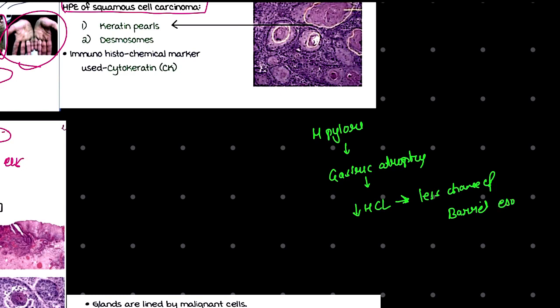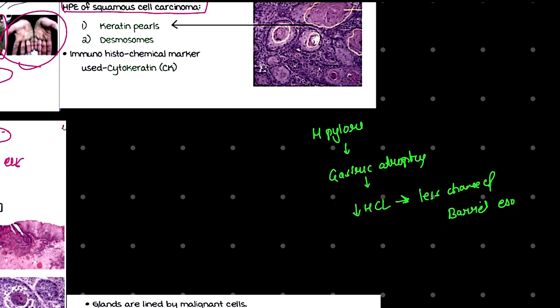Why less chance of Barrett esophagus? Because of reflux of this acid into the esophagus, there was the condition called Barrett esophagus. Now if there will be less production of HCl, then obviously the condition of Barrett esophagus will be decreased, simply.